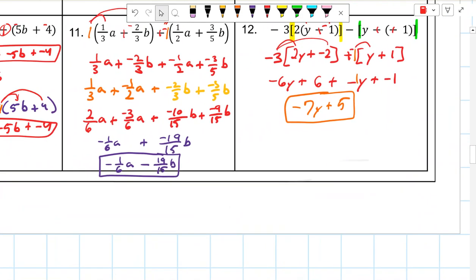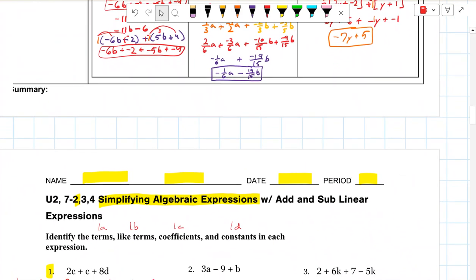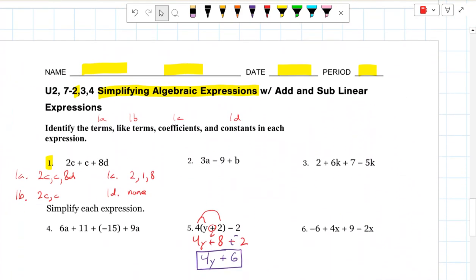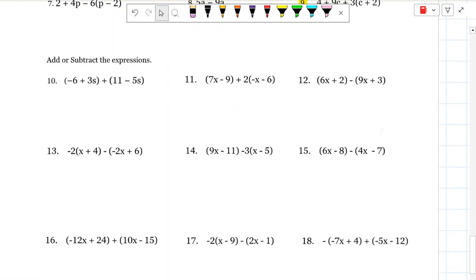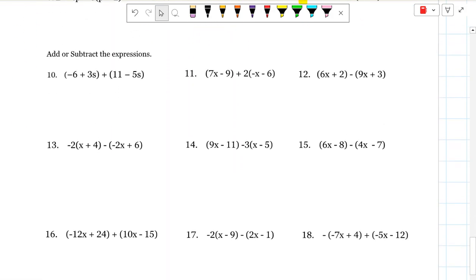All right, these are pretty intense, but you can come down here. You've already put your name, first name, date, and period, and you're going to go all the way down to this portion down here. There are 9 problems to work on. So let's go ahead and get started. You're going to be doing the odds and evens, but I will give you an odd to get going here.